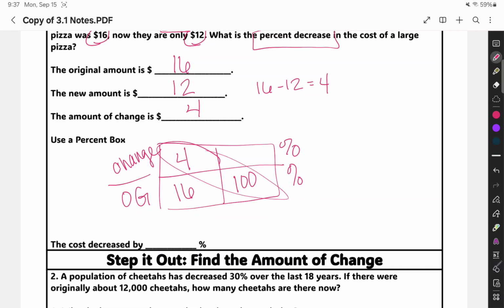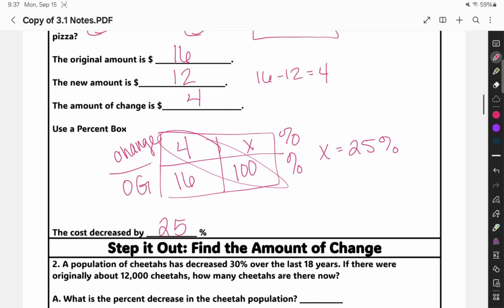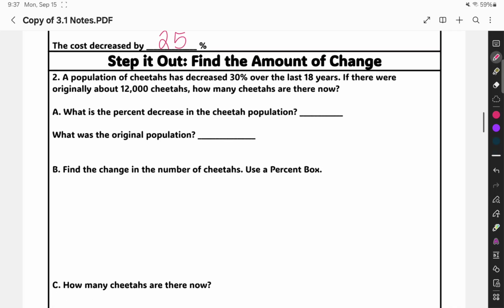Now I can cross multiply and divide to figure out what percentage of change took place. So I can do 4 times 100 divided by 16, and I get that x equals 25%. So the overall cost of the pizza went down or decreased by 25%. Okay, so hopefully so far we're good. So now we're looking at, that was finding the percent part. This is finding the amount of change part.